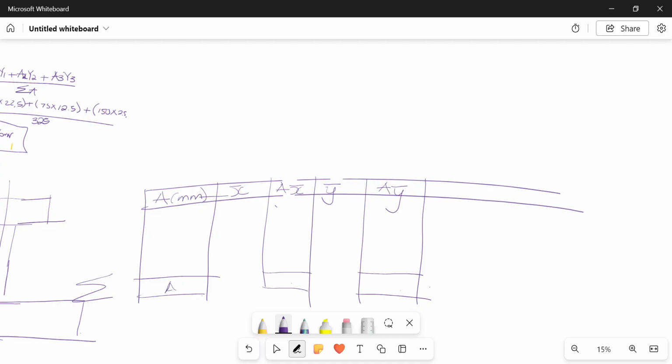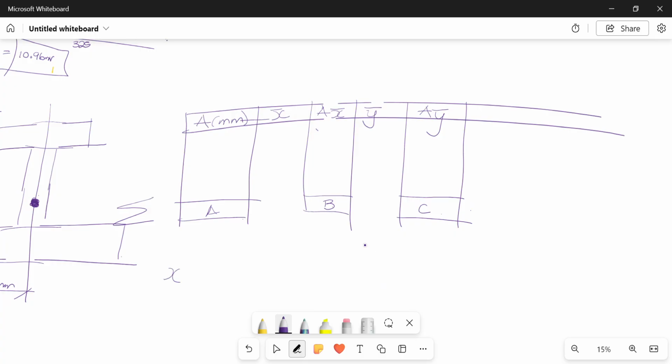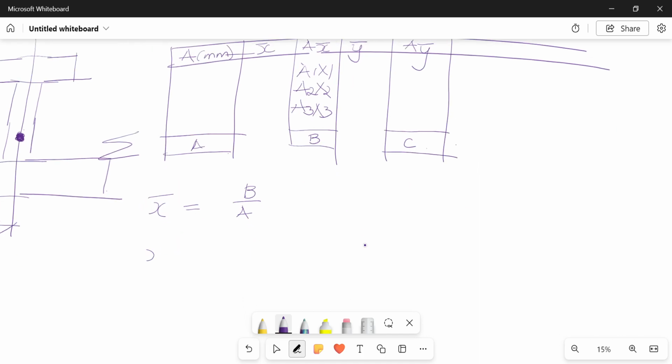So let's say this is A, this is B, this is C. So how you'd go about finding your bar X, you'd essentially say B over A, because it would be a total of your A1 X1, A2 X2, A3 X3. It would be a sum of that. Then it would give you your answer. Then how you'd go about getting your centroid along the Y, it would be C over A, because it would be A1 Y1, A2 Y2, A3 Y3.